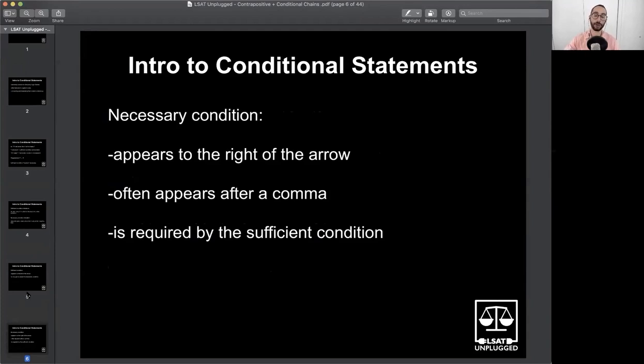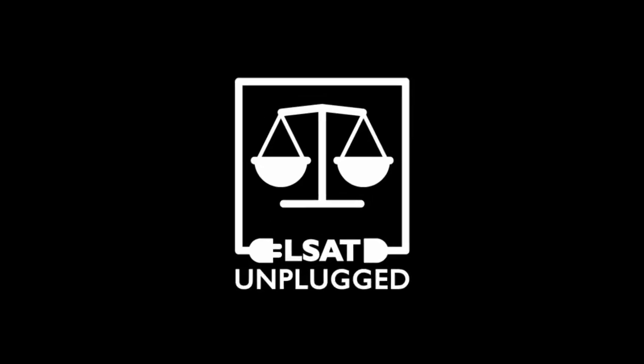And again, it's required by the sufficient conditions. You could think that the sufficient is forcing something else to occur. The necessary is what must follow. And there can be chronological aspects to that, although there aren't always.